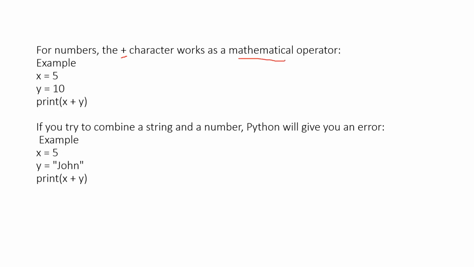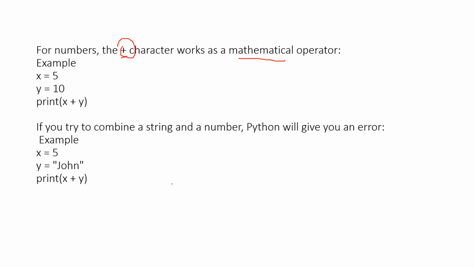If you try to combine a string and a number, Python will give you an error. Means we can't use this plus character to combine a string and a number. For example, x equal to 5 and y equal to 1 and print x plus y. This will not produce a result. This will give you an error.